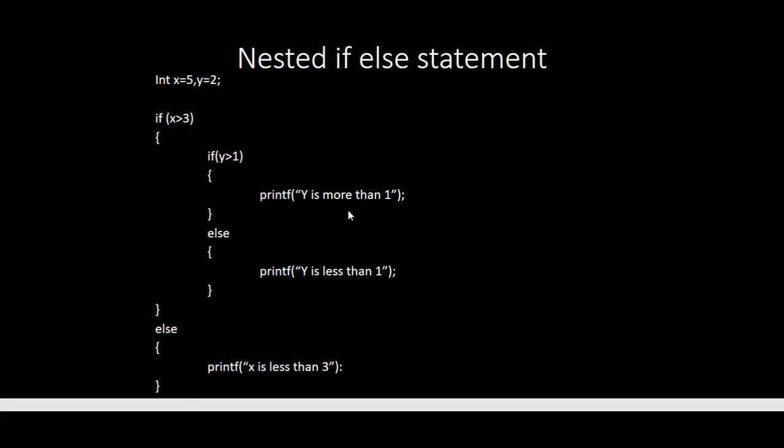Nested if else statement is to check multiple conditions. X equal to 5 and y equal to 2. X more than 3 is true, so then it will check y. Y is more than 1, our y is 2, so it's more than 1. So it will print y is more than 1. If our y is 0, then this part y more than 1 will be false, then you will print y is less than 1 as the output. If our x is 0, then this whole part up here will be false, it will be ignored. Then the output for this whole code will be x is less than 3.